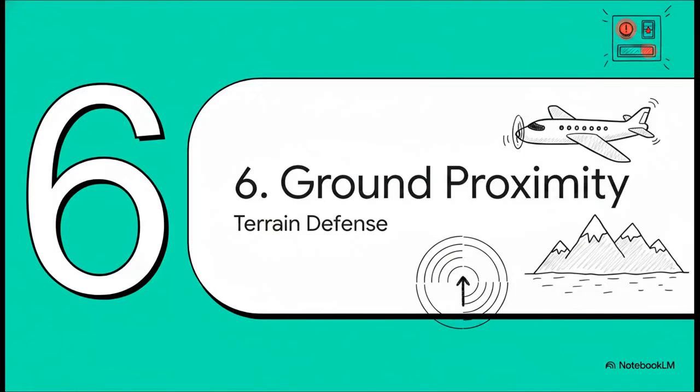Section 6, Ground Proximity Warnings, Terrain Defense. The Ground Proximity Warning System continuously monitors the aircraft's flight path anytime you are between 50 and 2,450 feet above ground level. It triggers visual and aural alerts to prevent you from hitting the dirt. Think GPWS guards the ground. It's the system specifically designed to warn you long before an impact becomes inevitable.